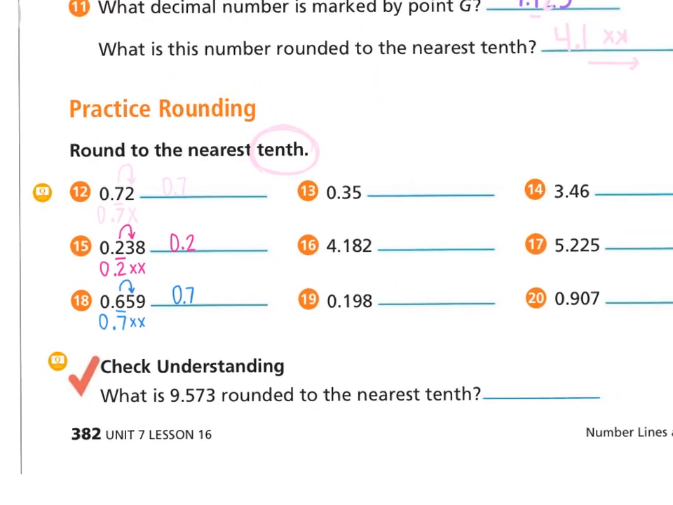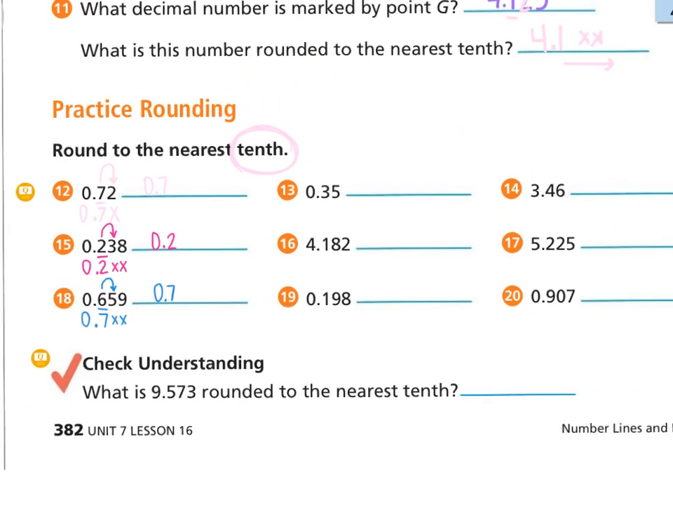Try number 13 through 20 by yourself. Be careful. If you need to write your number down below, do it. That's a great trick for you to use. Pause this video until you're done with the next 6 questions. Then you can check back to check your work.